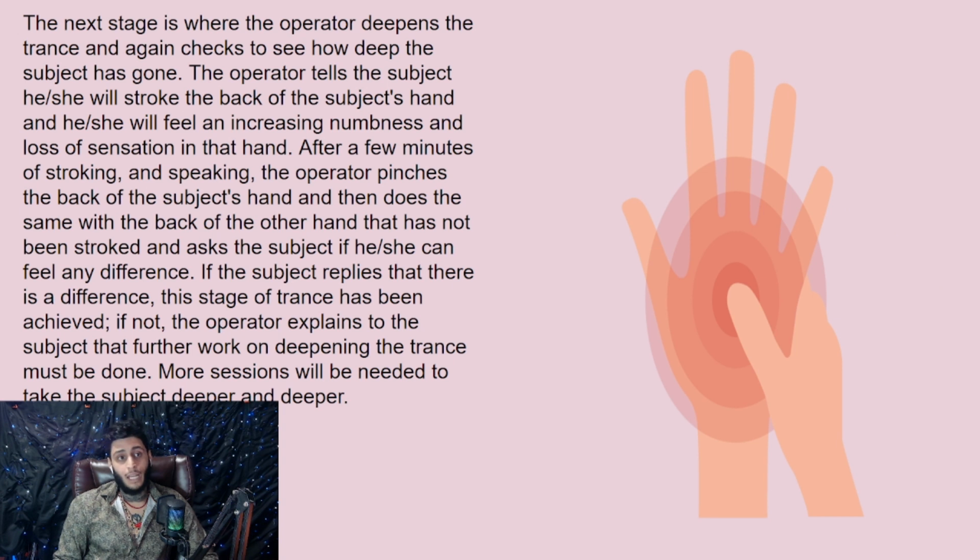The next stage is where the operator deepens the trance and again checks to see how deep the subject has gone. The operator tells the subject he or she will stroke the back of the subject's hand, and he or she will feel an increasing numbness and loss of sensation in that hand. After a few minutes of stroking and speaking, the operator pinches the back of the subject's hand and then does the same with the back of the other hand that has not been stroked and asks the subject if he or she can feel any difference.